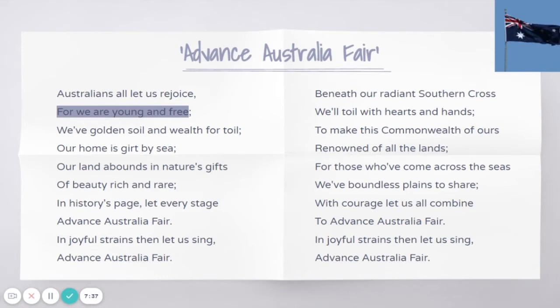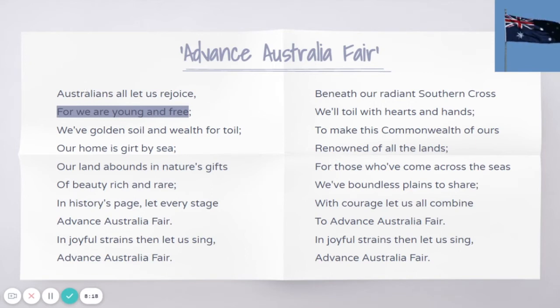So this is Advance Australia Fair, and it's probably what you guys are most familiar with. In general, we really only sing the first verse of this national anthem. Australians, let us all rejoice, for we are young and free. I've highlighted "for we are young and free" because that lyric has been changed, which we'll talk about a little bit later. With golden soil and wealth for toil, our home is girt by sea, our land abounds in nature's gifts of beauty rich and rare. In history's page, let every stage advance Australia fair. In joyful strains, then let us sing Advance Australia Fair.